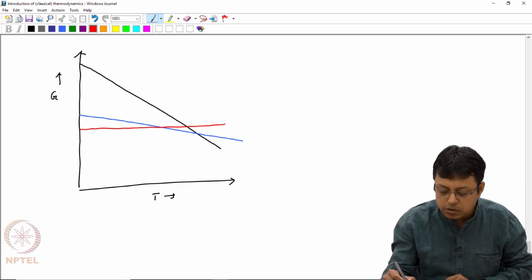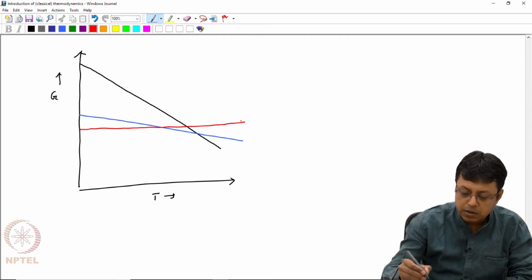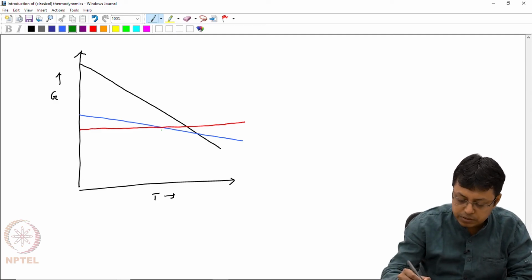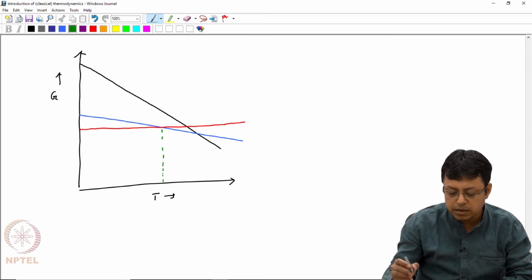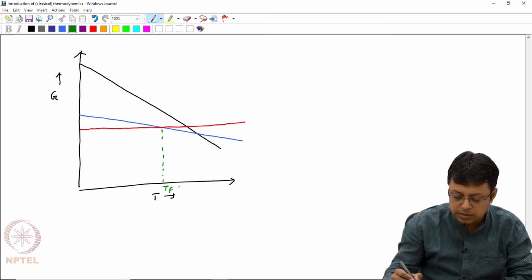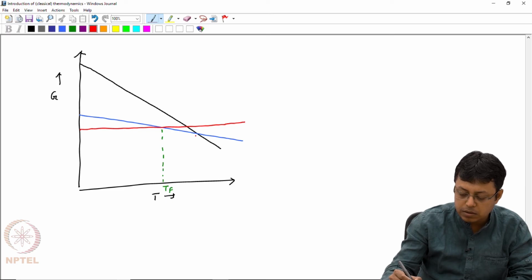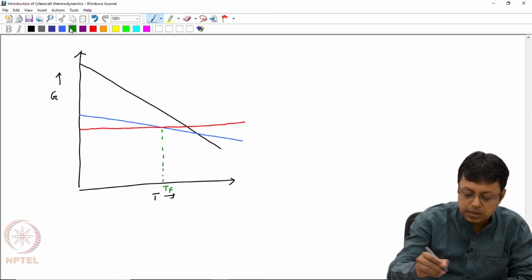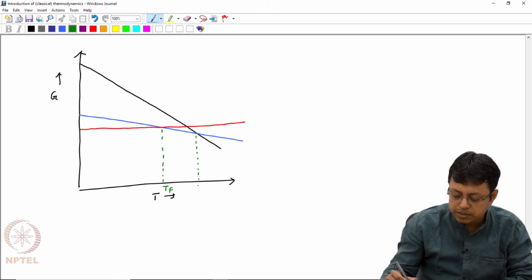All right. So now see, the freezing point is basically the intersection of the curves of the solid and the liquid. So we just write it as TF, and similarly the boiling point is basically the intersection of the liquid, which is the blue curve, and the black curve, which is the vapor curve. So that is the boiling point.